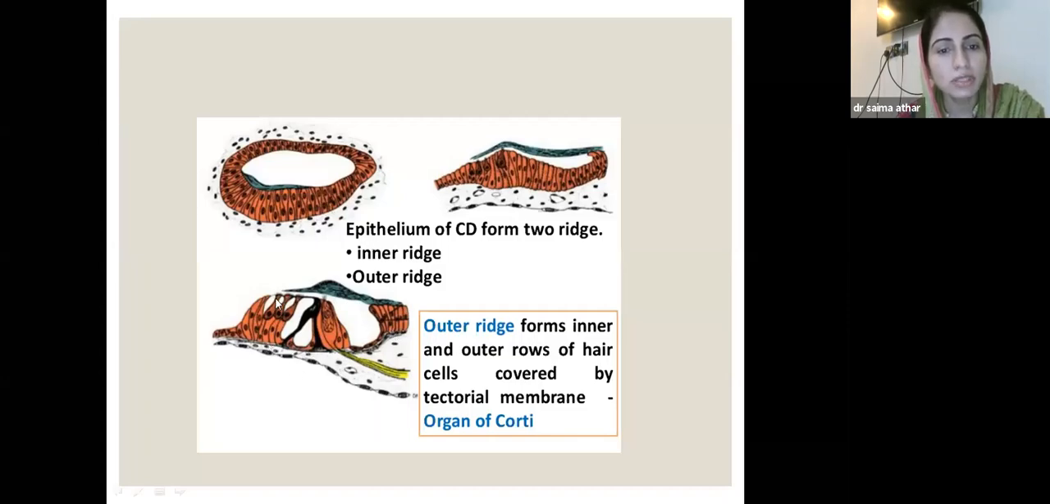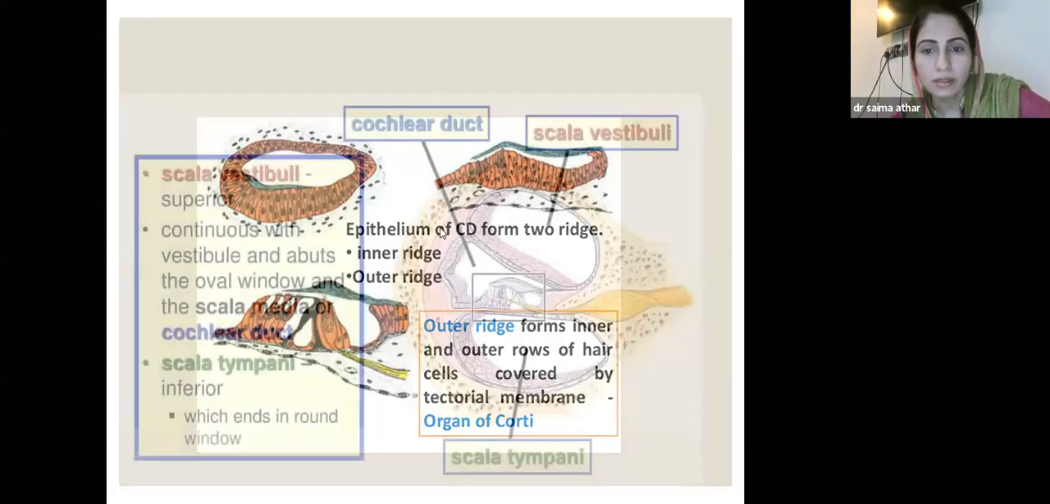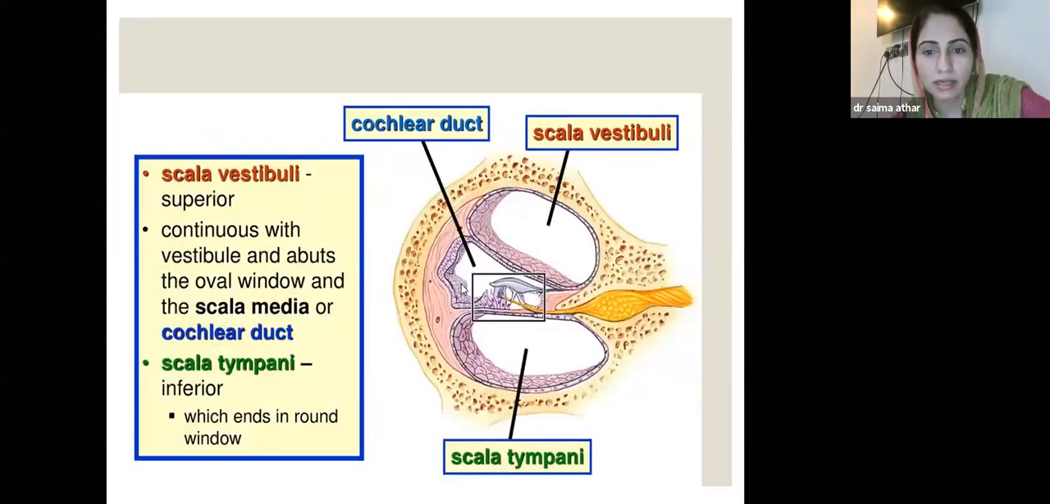Now, during formation of this organ of Corti, the outer mesenchyme divides into the membranous labyrinth and the bony labyrinth. There will be two parts of the bony labyrinth, one above and one below. So this is the organ of Corti, with one part above and one part below. The part above is known as the scala vestibuli, and the part below is known as the scala tympani.